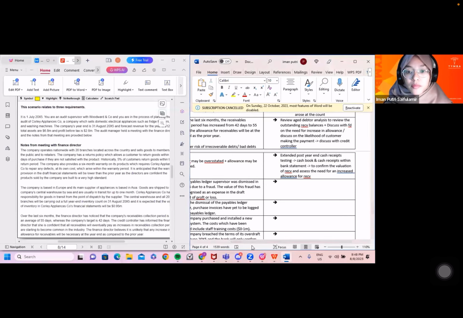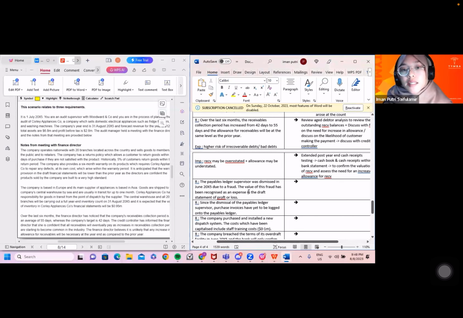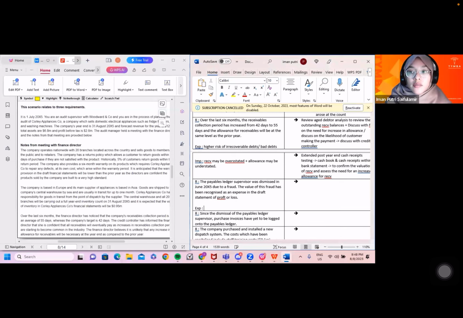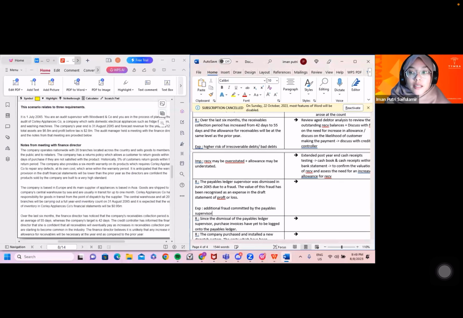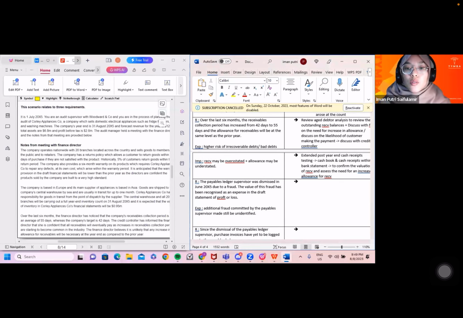Next point. Payables ledger supervisor was dismissed due to a fraud. The value of this fraud has been recognized as an expense. Okay, basically, it's just the same issue here right now. The additional fraud committed by the payables ledger supervisor may still be unidentified. Basically, the full impact is still undiscovered. Okay, so the implication is this could lead to expenses being understated and payables being overstated.